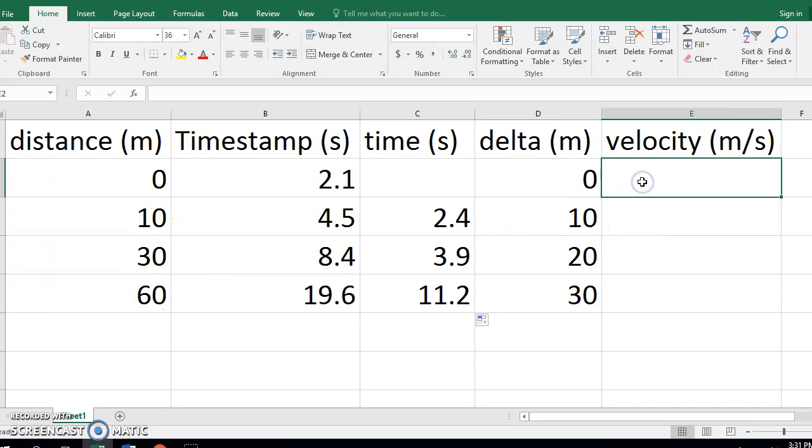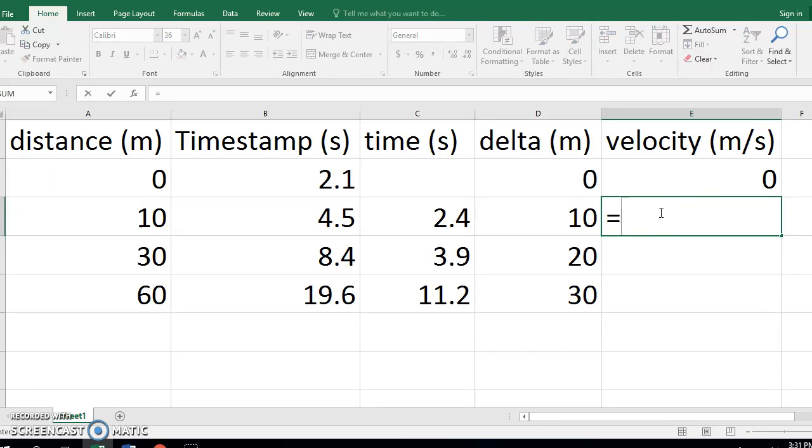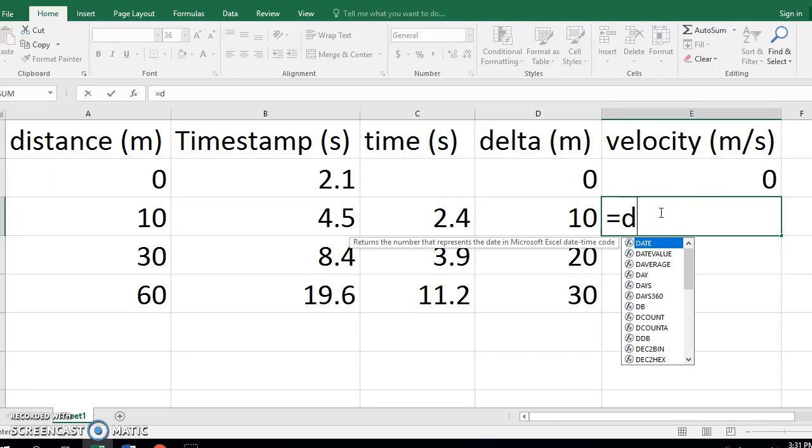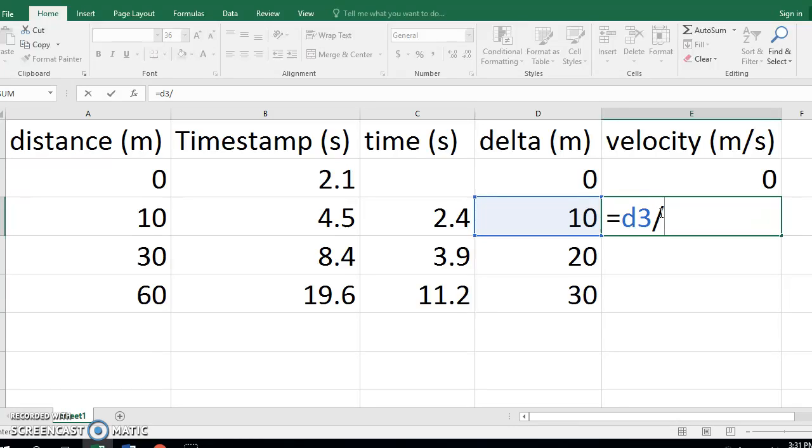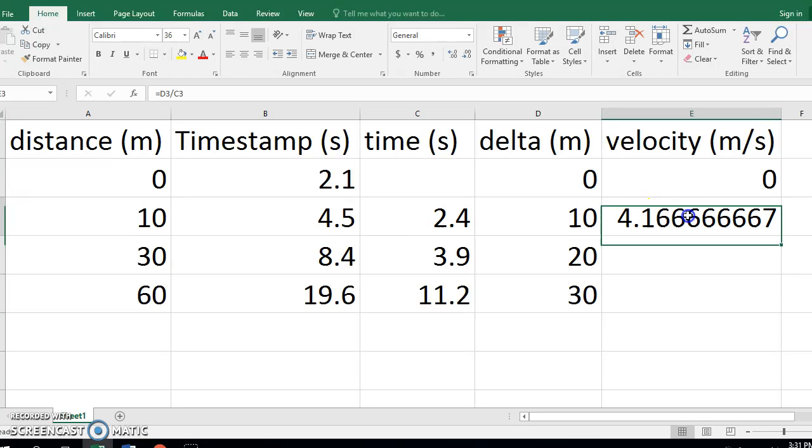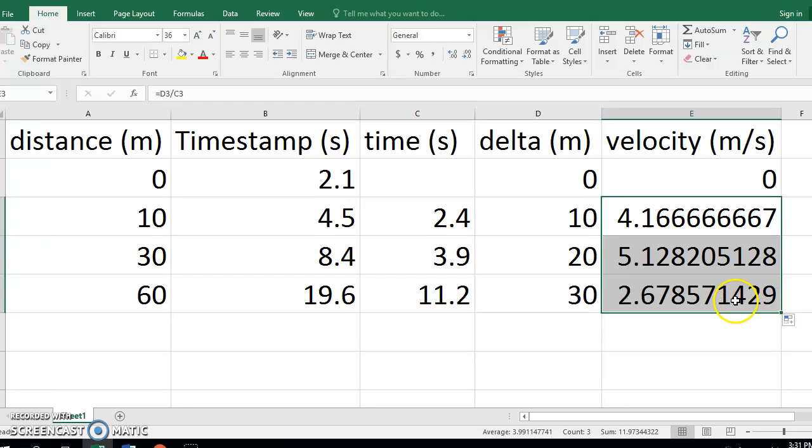So the velocity here will say 0. And the velocity here would be the distance divided by time. So the distance is D3, and we're going to divide that by the time, which was 2.4. Well, I could type 2.4, but I want to put in C3, because then I can just copy that down and do that same for all the others.